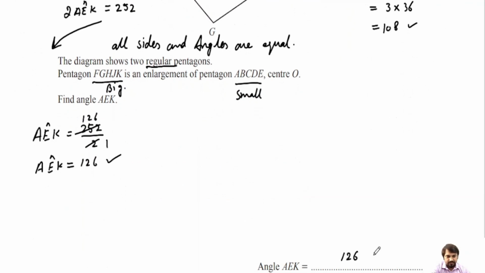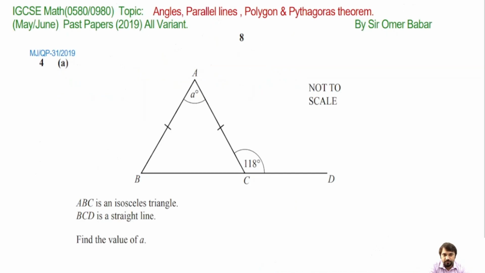So 126 degree. Now moving towards our next question. The question 4 appeared in 2019. The question paper was 3 and the variant was 1. We have a figure that is an isosceles triangle because of this small segment here. ABC is an isosceles triangle, so this is again an isosceles triangle. BCD is a straight line.